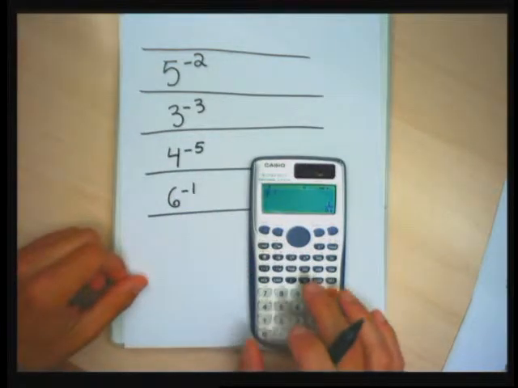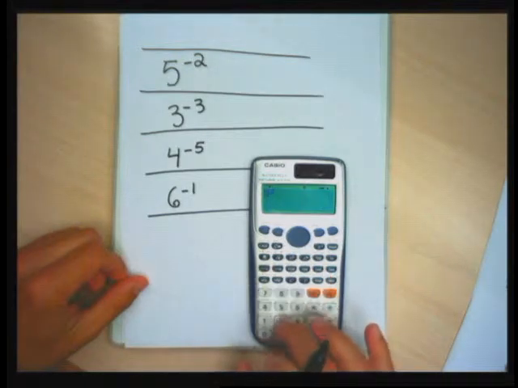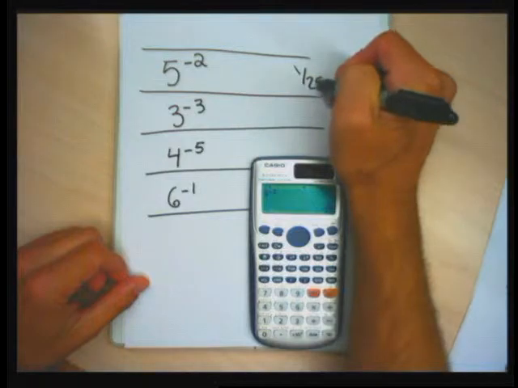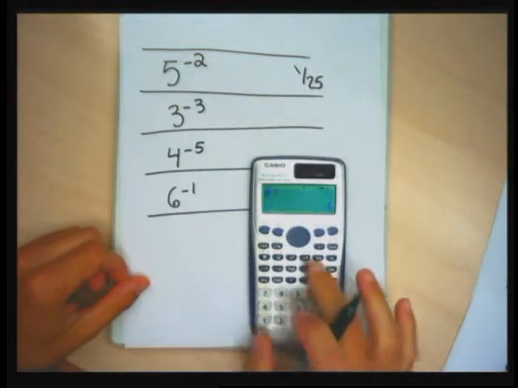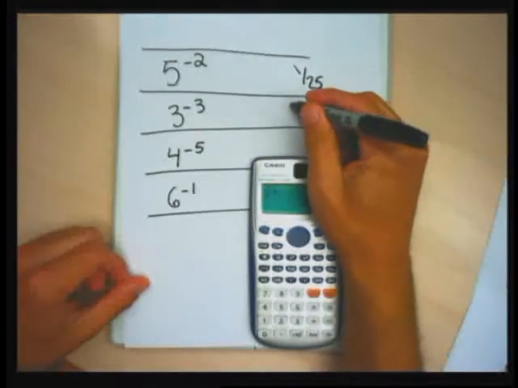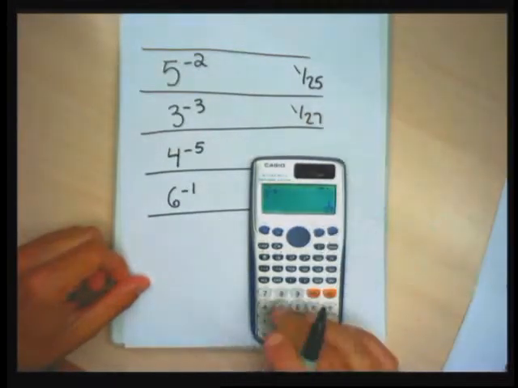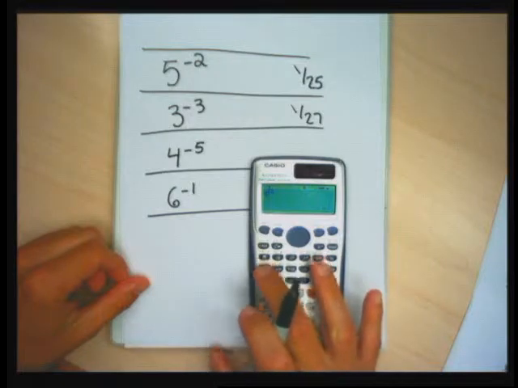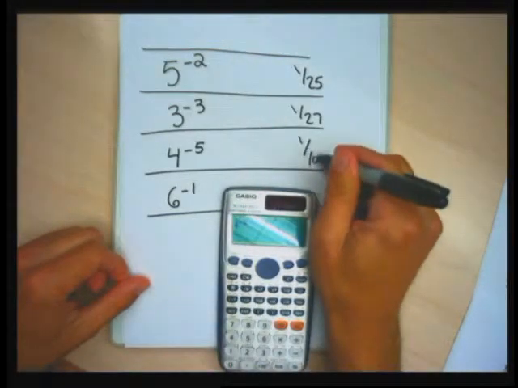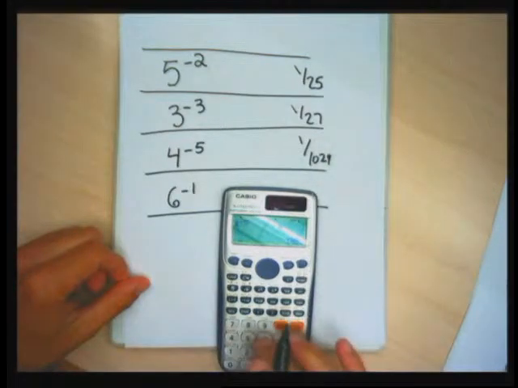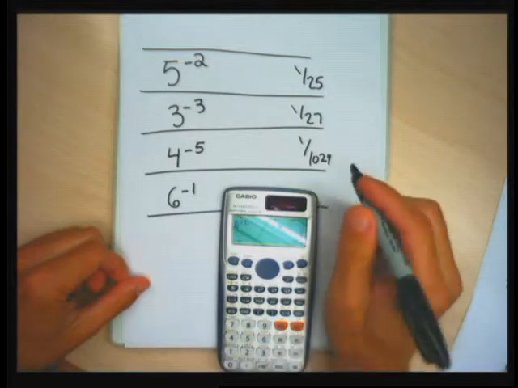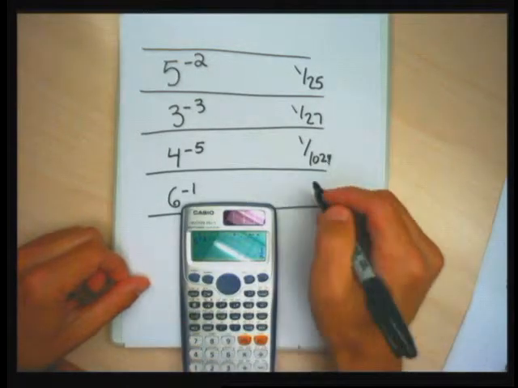So the first one, 5 up arrow negative 2 power. My calculator tells me that this is 1 over 25. 3 up arrow negative 3 power. My calculator tells me that that's 1 over 27. 4 up arrow negative 5 power. My calculator tells me that's 1 over 1,024. And then 6 up arrow negative 1 power. My calculator tells me that's 1/6. That's getting harder to see.